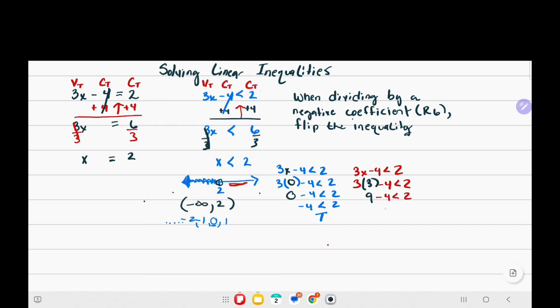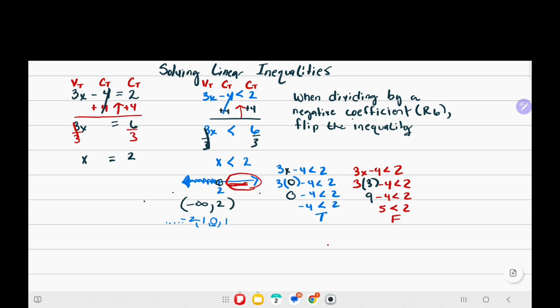9 minus 4 is how much? 5. Is 5 less than 2? That's false. So anything larger than 2 will make this statement false. So there's not a solution. Anything in this area here is not a solution to this equation.